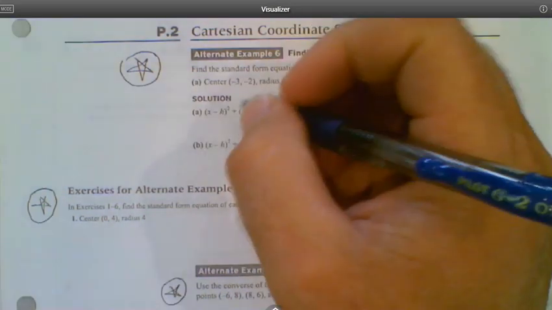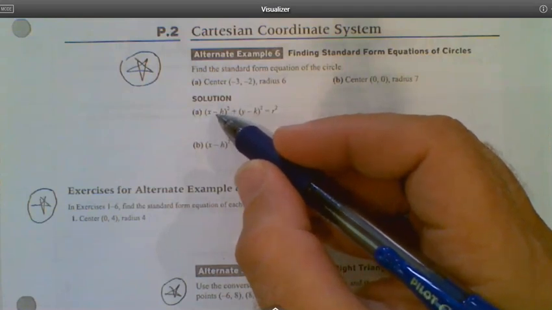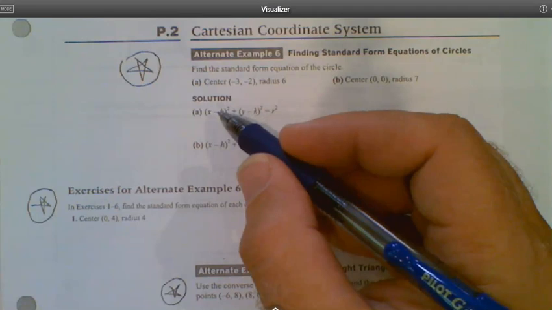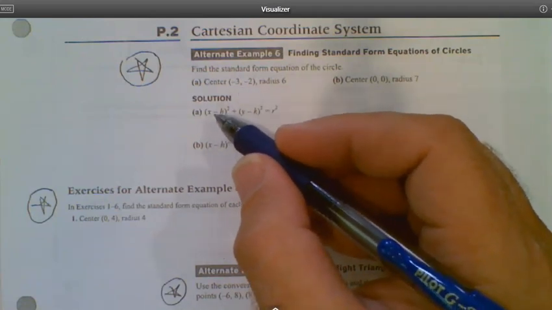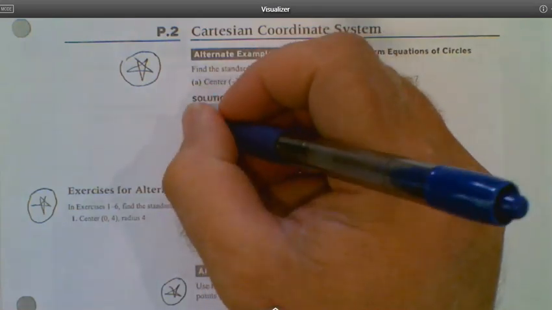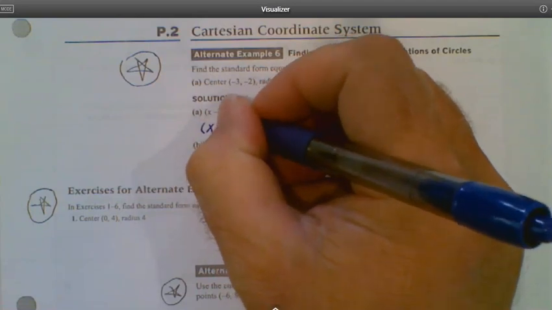So as far as plugging in the numbers, remember that the negative is already built into this right here. So the sign is always going to change. So if we put our -3 right there for h, so x minus -3 becomes x plus 3 squared.